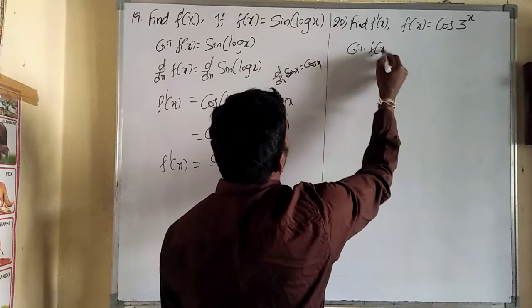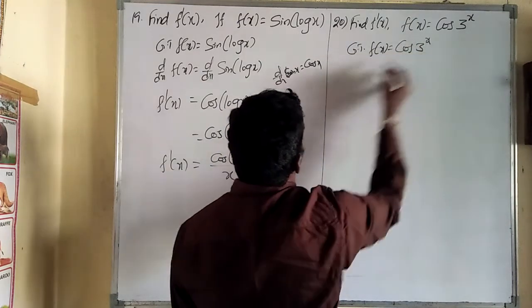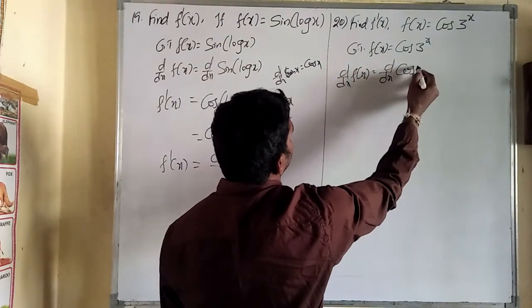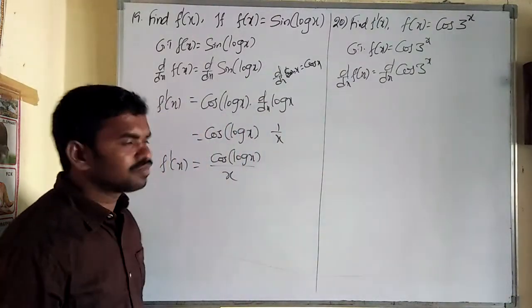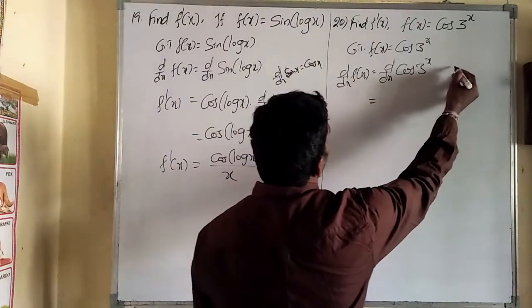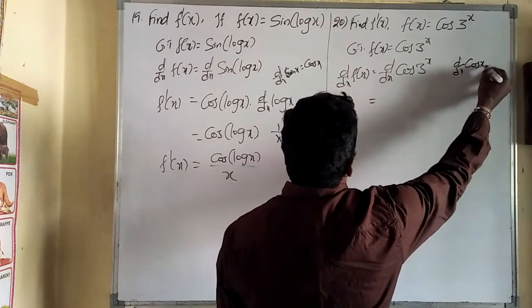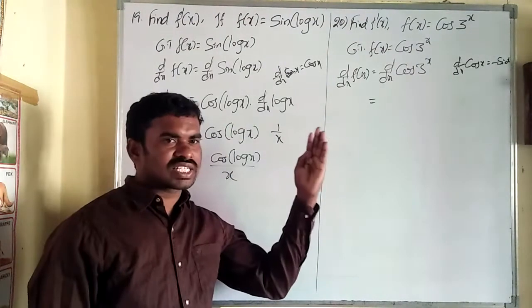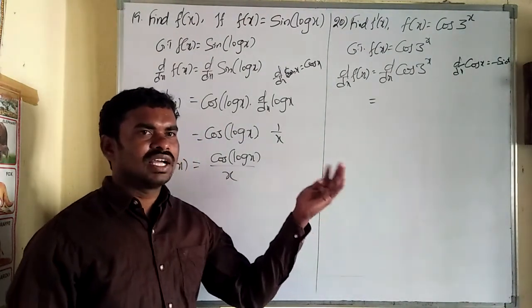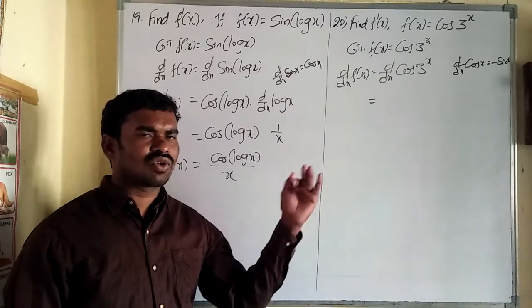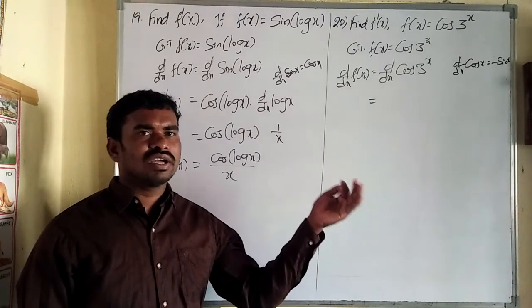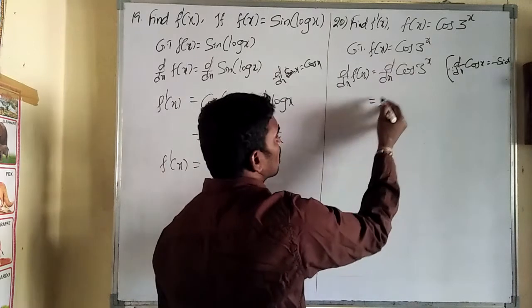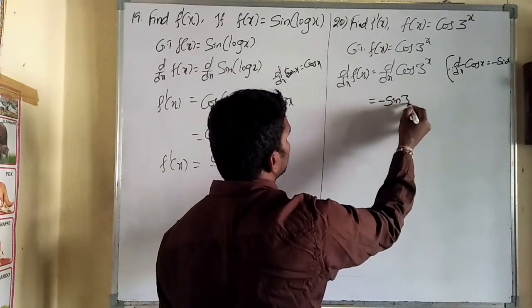Given that f of x is equal to cos 3 power x, taking the derivative on both sides, d by dx of f of x is equal to d by dx of cos 3 power x. Which formula can we use? The d by dx of cos x formula, minus sin x. In trigonometry, first sin x gives cos x, next cos x gives minus sin x, next tan x gives sec square x, next cot x gives minus cosec square x. Plus, minus like that. So for cos 3 power x, using the cos x formula, minus sin 3 power x we get.